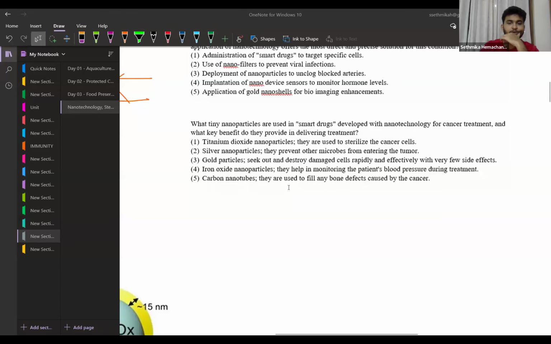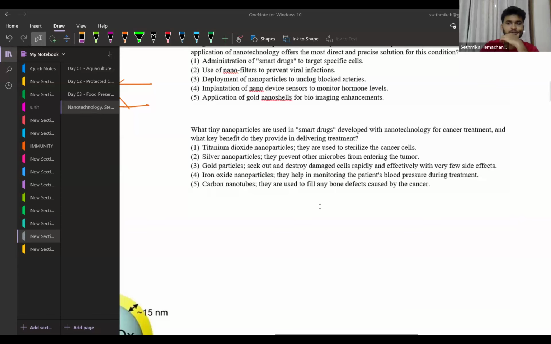What tiny nanoparticles are used in smart drugs developed with nanotechnology for cancer treatment, and what key benefit do they provide in delivering treatment? Titanium dioxide, silver nanoparticles, both of them are not smart drugs. They are just sterilization tools, right? Not smart drugs.